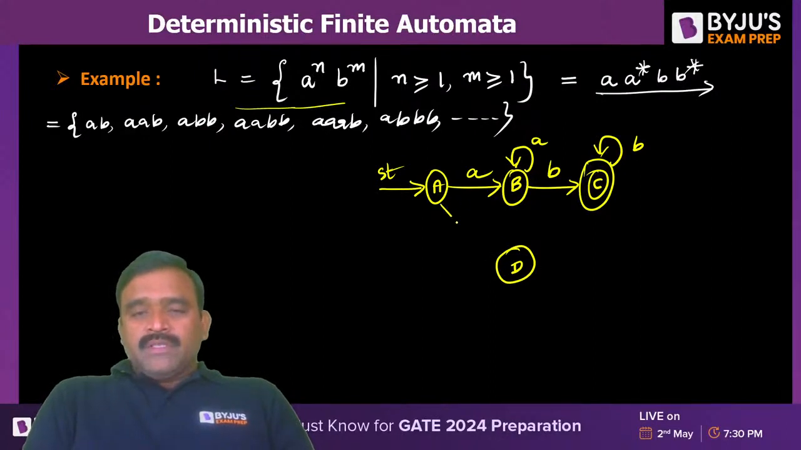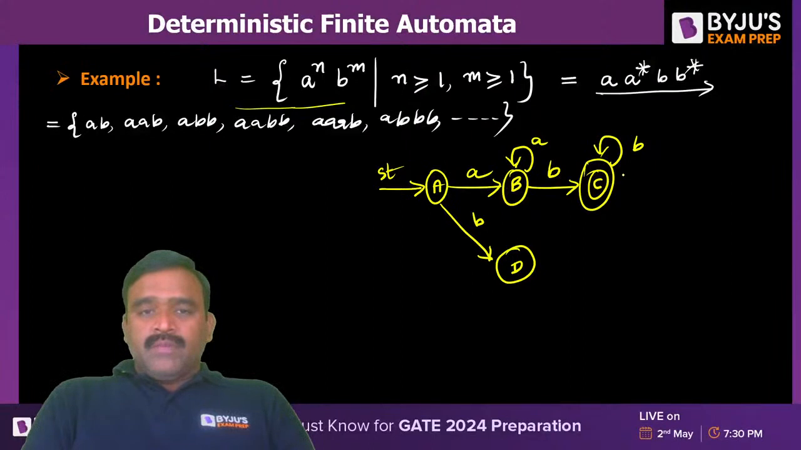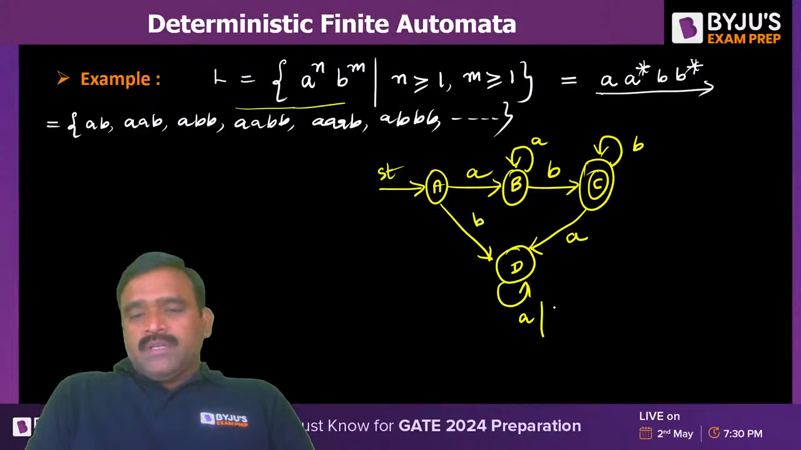On A, B is missing, so it will go to dead. And state B, input A, input B both are defined. State C, input A is missing because after B, A should not come. So state C on input A should go to dead. And the dead state on input A is dead and on B is dead. So this is the DFA.